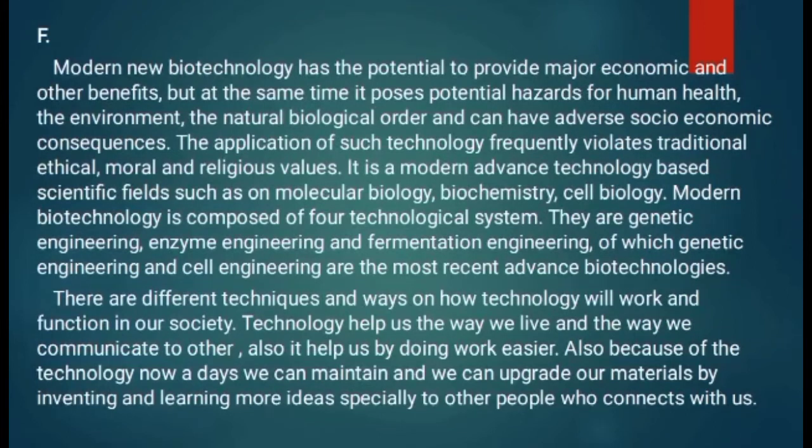There are different techniques and ways on how technology will work and function in our society. Technology helps us in the way we live and the way we communicate with others. Also, it helps us by making work easier. Also, because of technology, nowadays we can maintain and upgrade our materials by inventing and learning more ideas, especially with other people who connect with us.